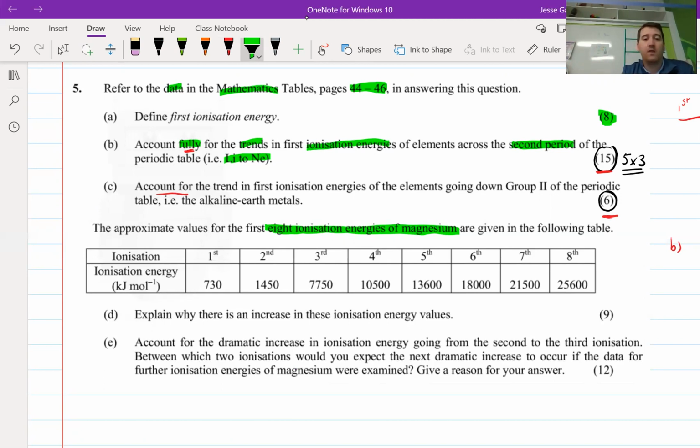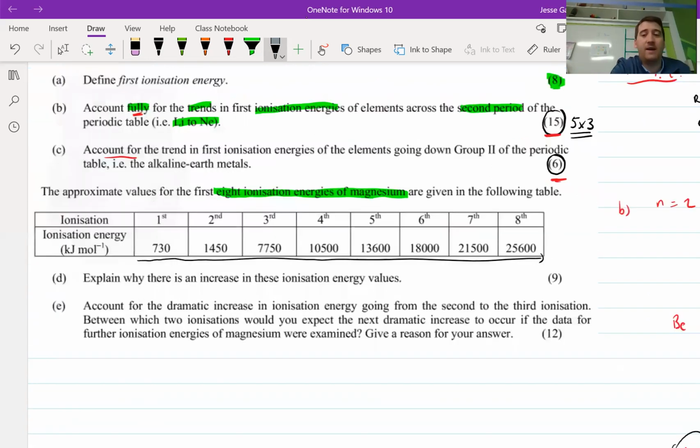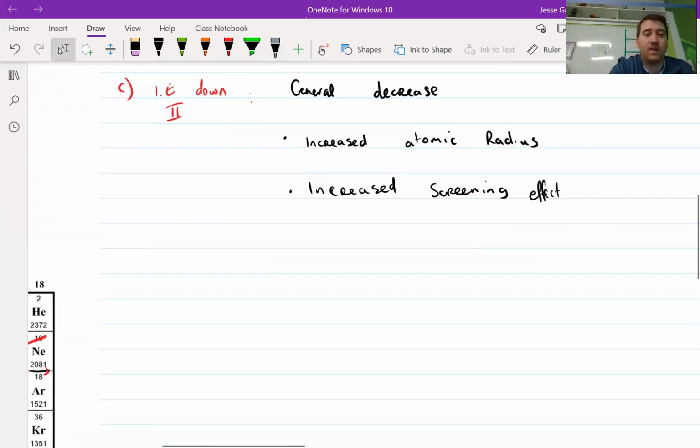So here are the values. As you can see, the general thing that we see is that it takes more and more energy every time you try to remove an extra electron. Here it says, explain the reasons why there is an increase in these ionization energy values. Now, what students start trying to talk about here is, oh, you move across the group, or the screening effect increased, things like this. Unfortunately, this wasn't the case. Let's take a look at what we should have been thinking about here.